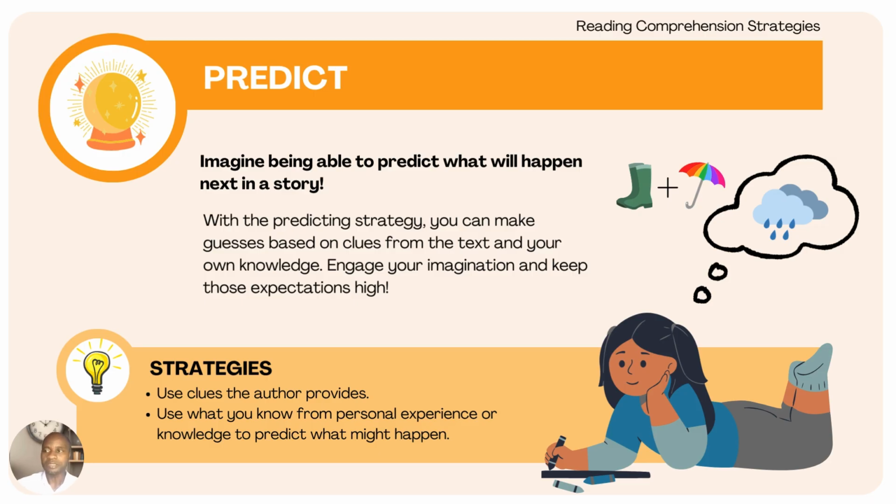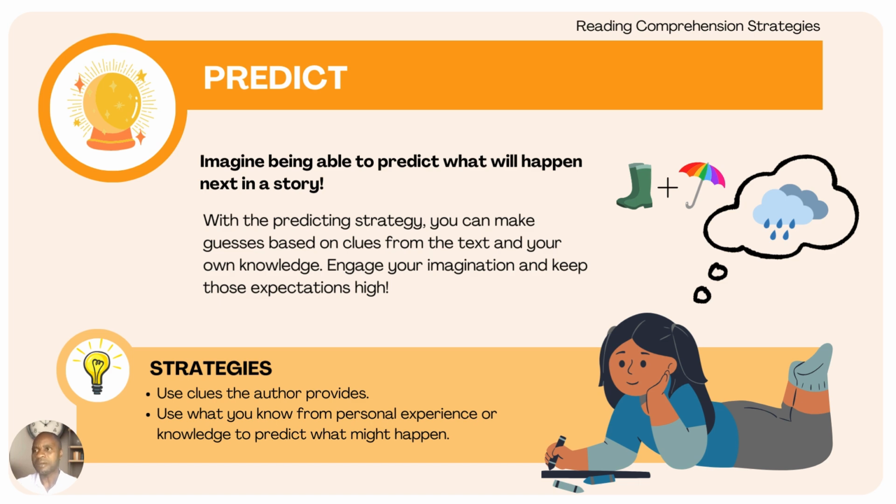Now, the first thing we need to take a look at is guessing, that is, predicting. What do we mean when we talk about predicting in IELTS reading? It means guessing what happens next. Have you ever guessed what might happen next in a story? That is predicting. It's like using clues from the story and what you already know to make a good guess. Imagine you are reading a mystery. Every detail helps you figure out what could happen next. So predicting keeps you excited and involved in the story.